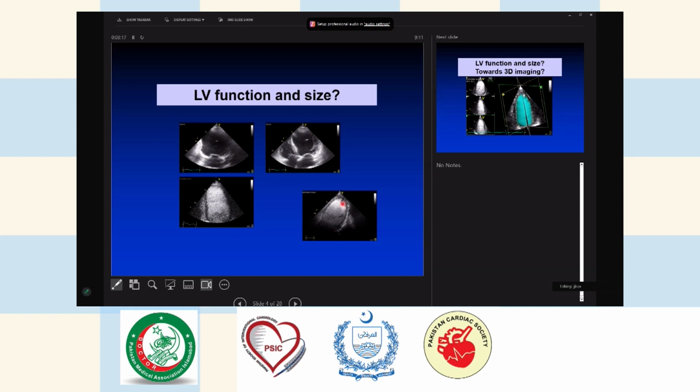This is commercially available contrast. This is not just bubbles. Bubbles we use just for looking at shunts between the left and the right side. But if you want to have better LV border opacification, then you use these commercialized contrasts.